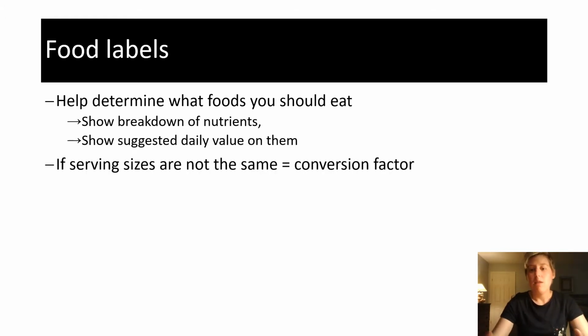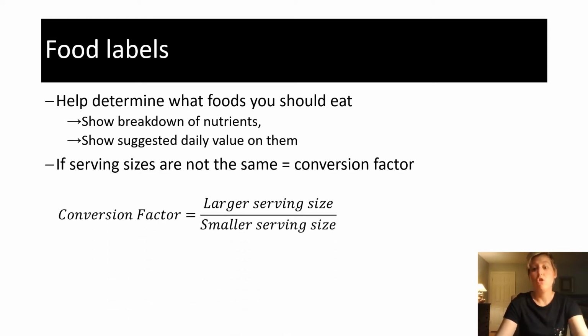Now, a lot of the time when you're trying to compare two different food labels, the serving sizes are not the same. There actually is no standard for a serving size, and that's why we have to do something called a conversion factor. And the conversion factor is actually very simple to calculate. When you're looking at your two products in question, you take your larger serving size, divide it by your smaller serving size, and the number that you get is the number that you need to multiply everything in your smaller serving size by so that they're now comparable.